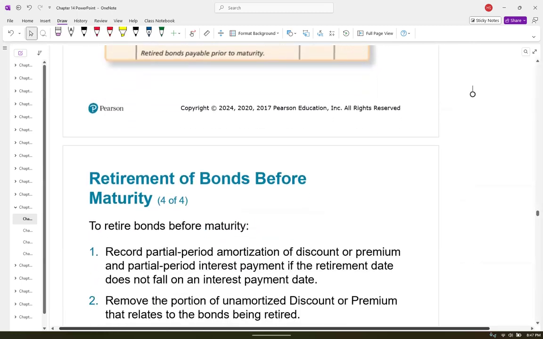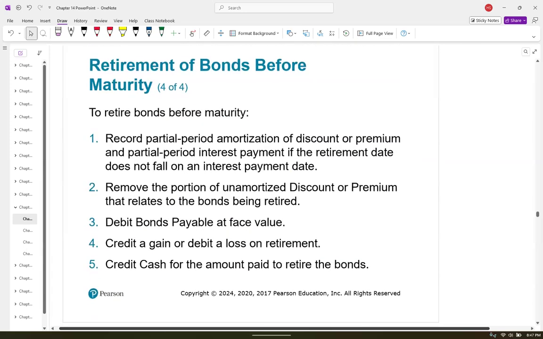To retire bonds before their maturity, we may have to record a partial period amortization of the discount or premium. That happens because if we're calling them at a time when we haven't accrued the interest, then we need to make a journal entry to accrue that interest. We're going to remove any unamortized discount or premium that relates to the bond, get rid of it, and we're going to debit the bond payable for the face every single time because only the face went into bonds payable. We'll credit a gain or we would debit a loss.